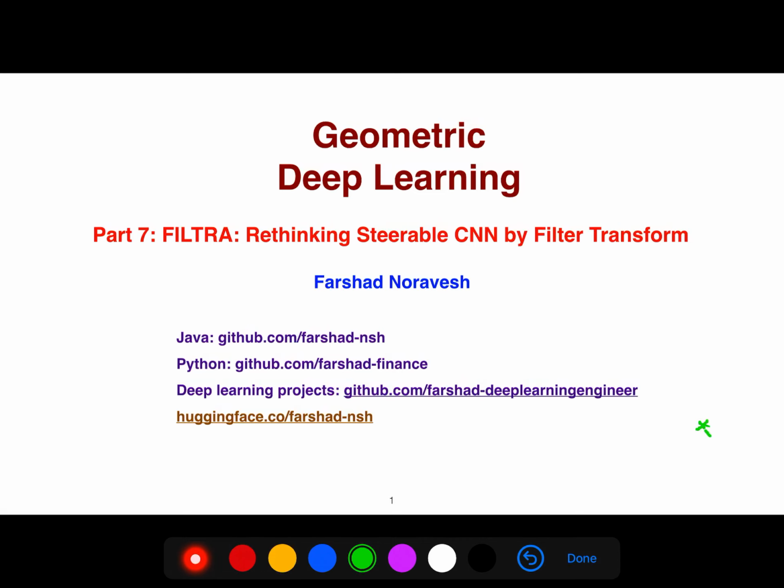Alright, so in this video, I'm going to be explaining another important article on geometric deep learning with the title FILTRA: Rethinking Steerable CNN by Filter Transform.